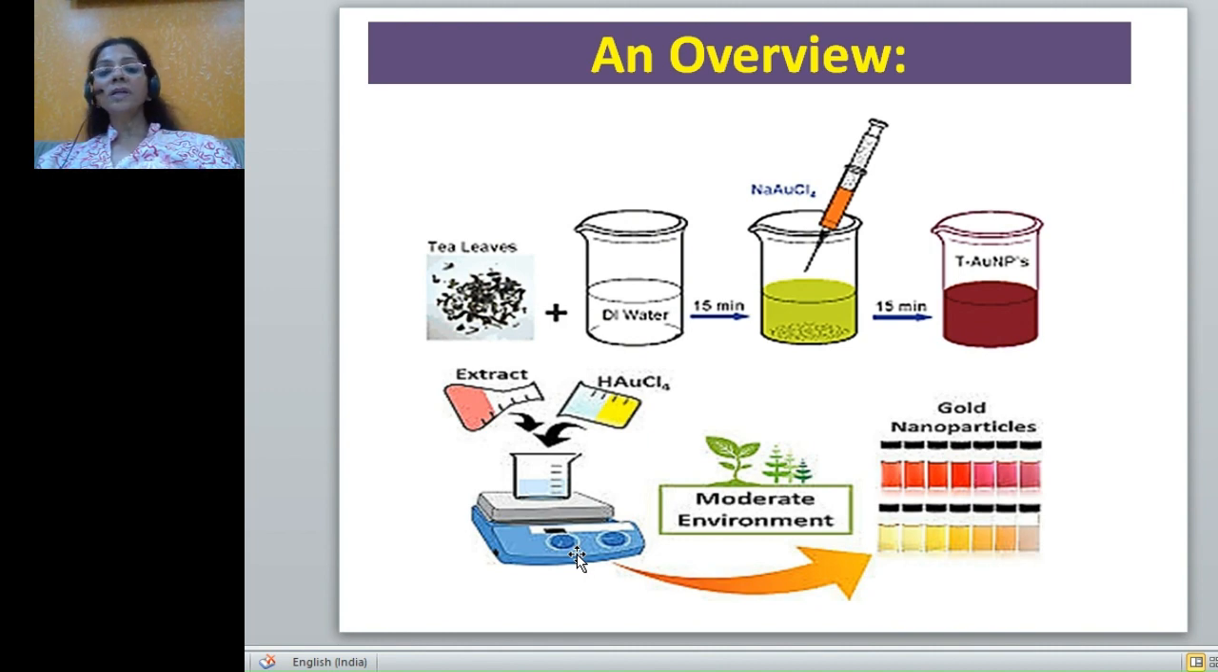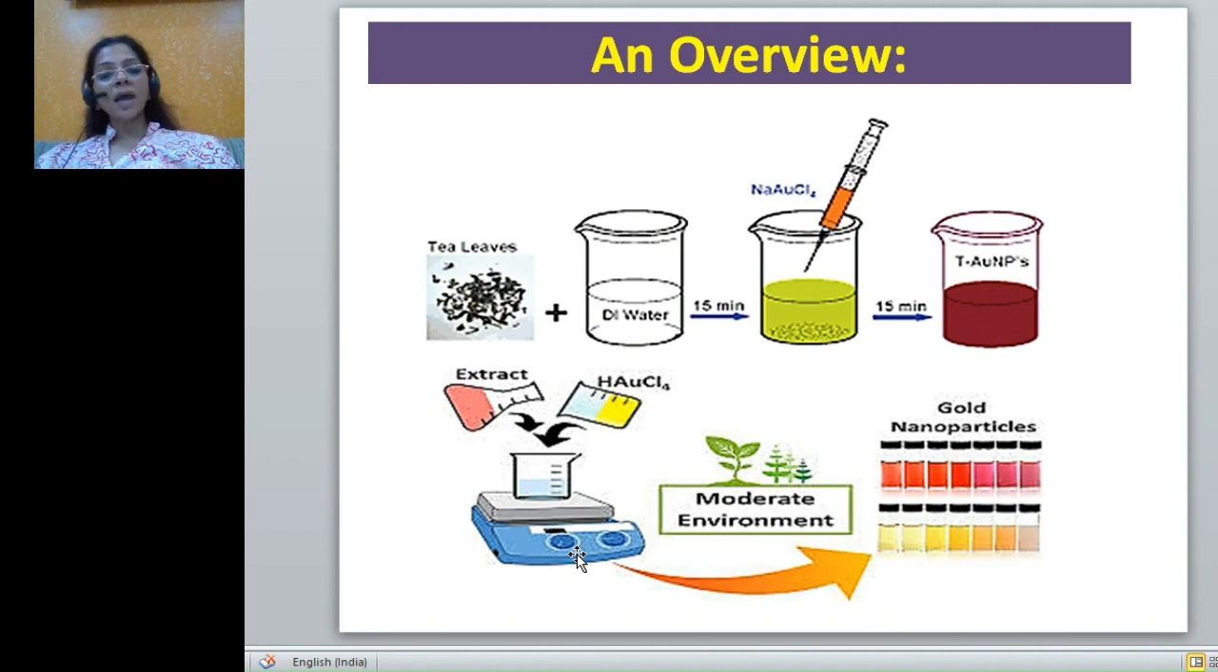These polyphenols are soluble in water. When we put the tea leaves into distilled water or deionized water and let it stir for some time, say 15 minutes, these polyphenols are extracted into the water, and then the tea leaves are filtered off. So what we have is the extract, which has the polyphenolic compounds in it.